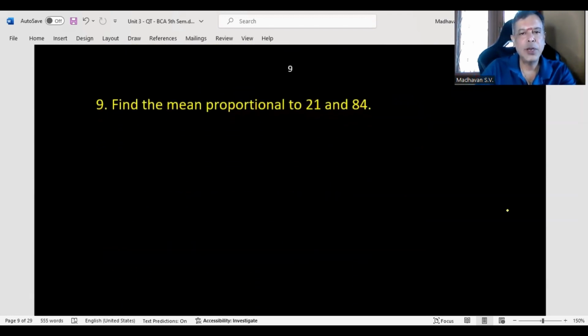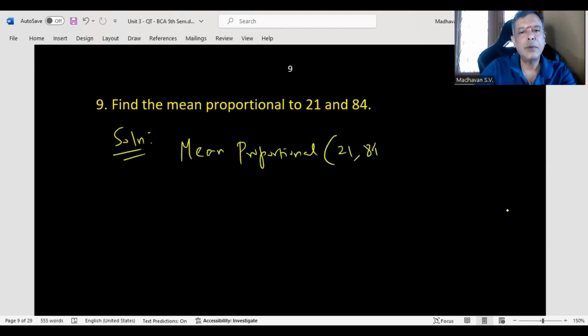Find the mean proportional to 21 and 84. Mean proportional of 21, 84 is the same as geometric mean of 21, 84. So that is equal to root of 21 multiplied by 84.